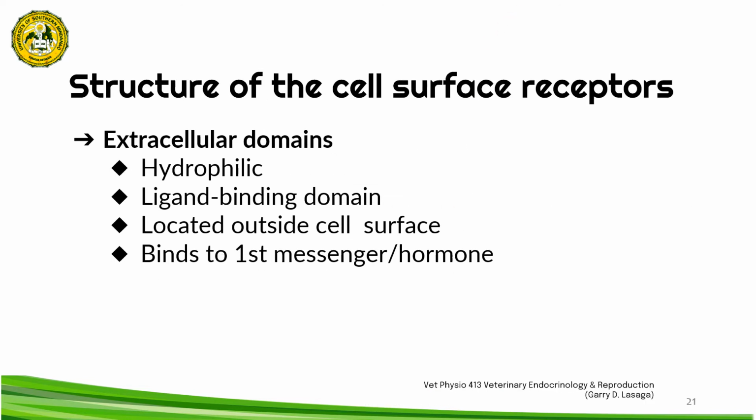For the cell surface receptors, we have three domains. The first domain is the extracellular domain, and this is the domain that is located outside the cell surface. Its main function is, of course, since it is located on the outside, it will be the one to bind to the first messenger, which is the hormone. And this is considered to be hydrophilic in nature.